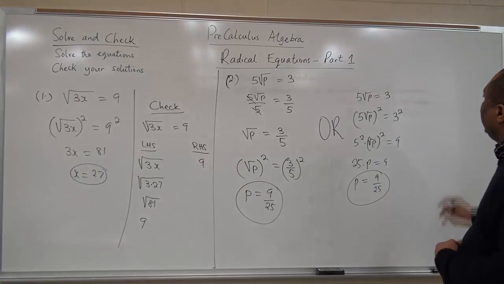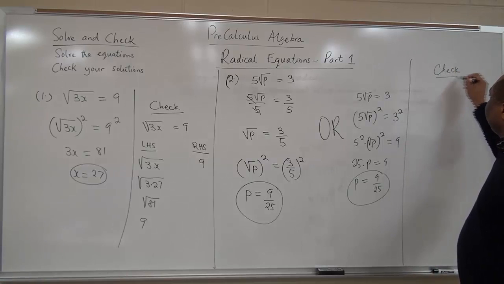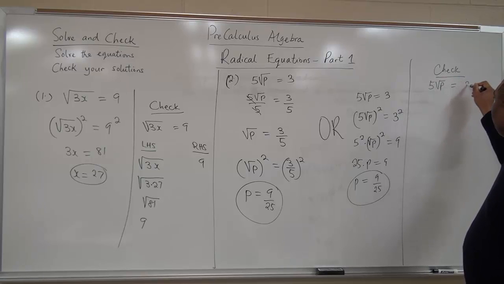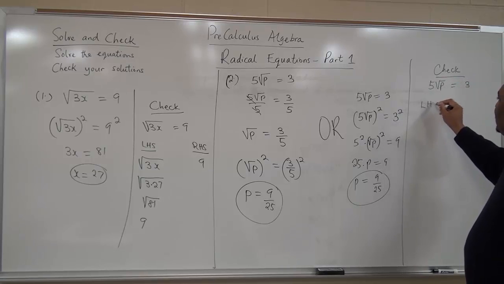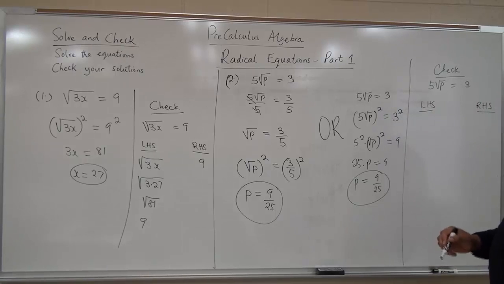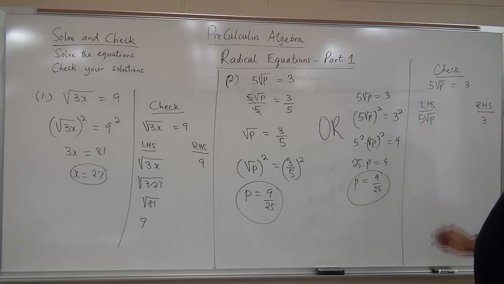Okay, now let's do what? Check our work. In checking, we write the main problem first. Then we write our left-hand side, our right-hand side. Left-hand side is 5 square root of p. Right-hand side is 3.